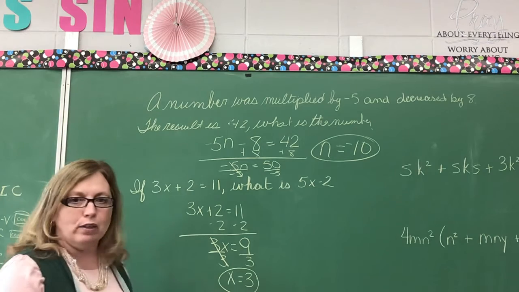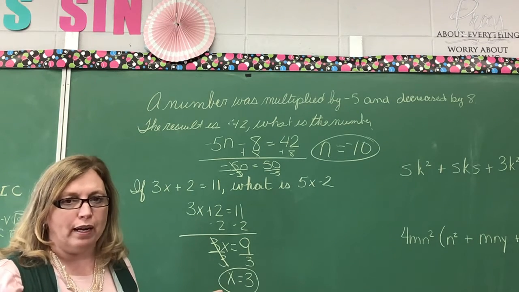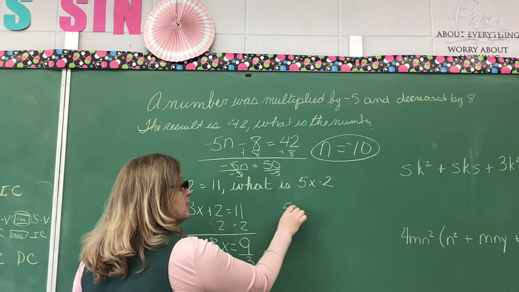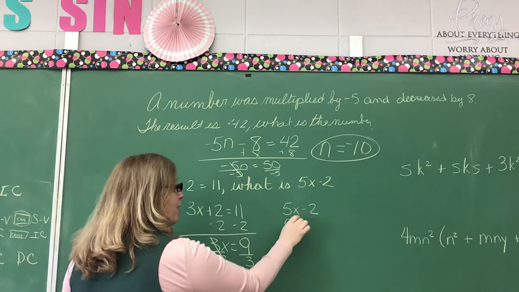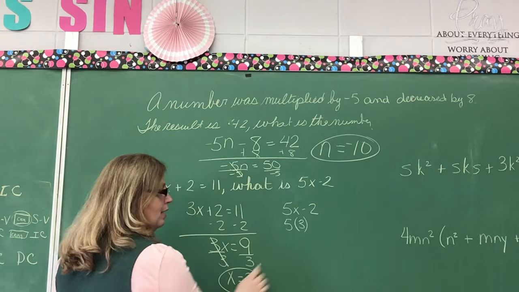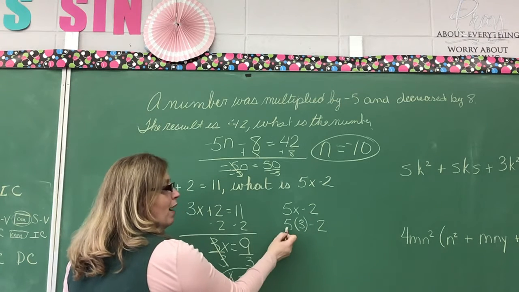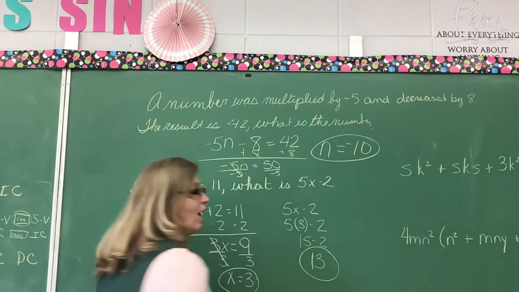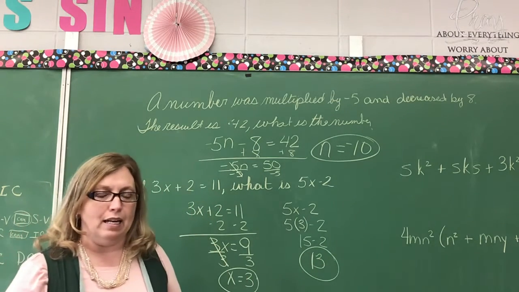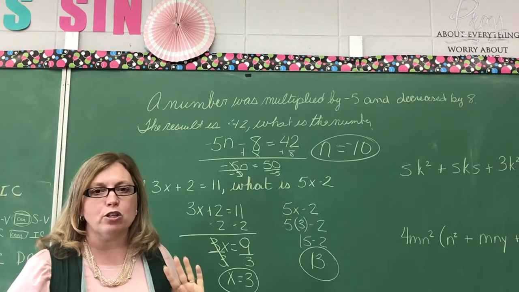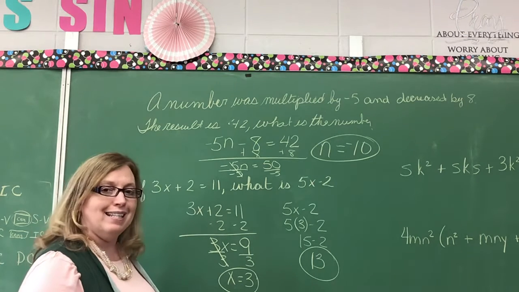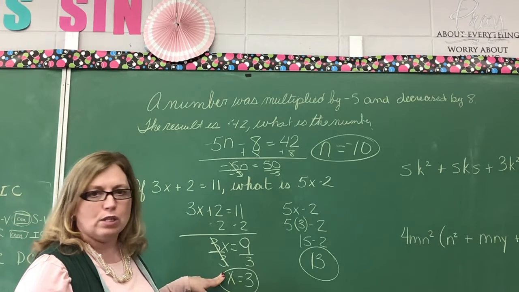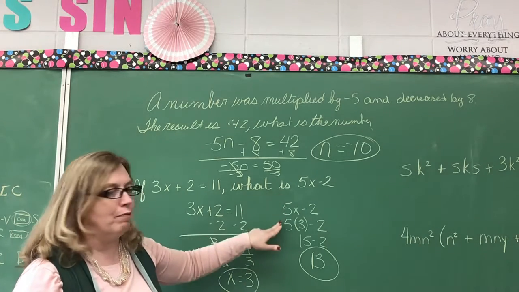That's not my final answer. X equals 3. My question is, what is 5x minus 2? Well, 5x minus 2 means 5 times the 3, that's the x, minus 2. 5 times 3 is 15, minus 2. My value is 13. Make sure, I had somebody do this on the test the other day. You gave me this answer. You stopped at x equals 3. Okay, don't stop at x equals 3. Make sure you give me the value.